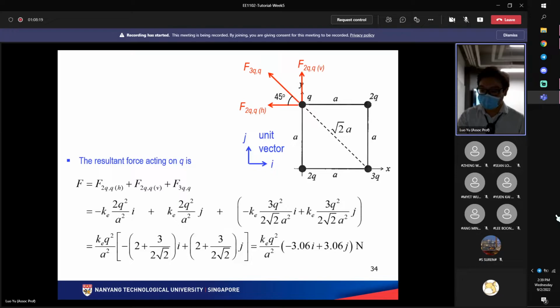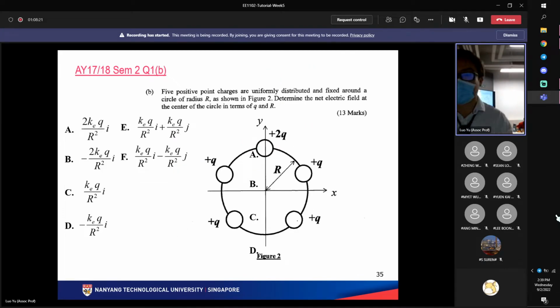So if there is no question, the last question I would like you to do is actually a test from about 4 years ago. I would like to use this question like an MCQ. Here I have 5 point charges uniformly distributed on a fixed circle of radius r. I want you to determine the net electric field at the center. The options are A, B, C, D, E, and F.